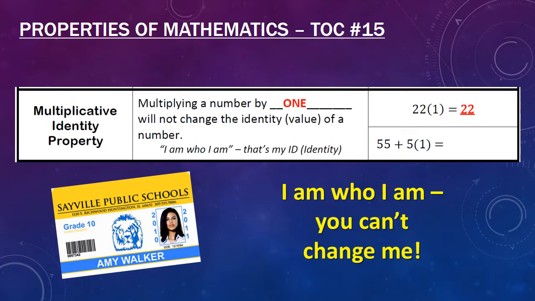So 22 times 1 is 22, and then if you look at the second example, we have 55 plus 5 times 1. Order of operations says I do 5 times 1 first. Anything times 1 is still just the same number, so we get 55 plus 5, because 5 times 1 is 5, and then add that together and get 60. So you may see some complicated equations with this where you have to do multiple steps. Just know that they're looking for what operation or what property is being used to allow you to do that.